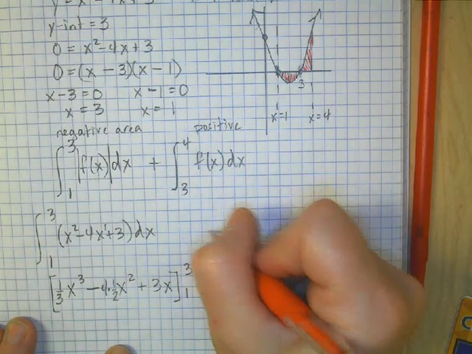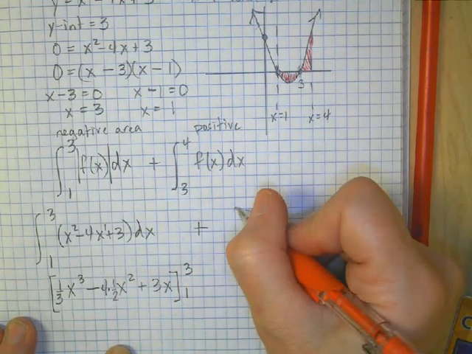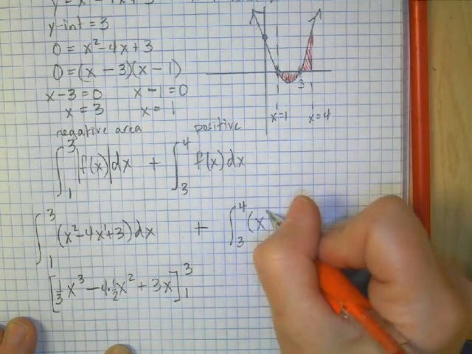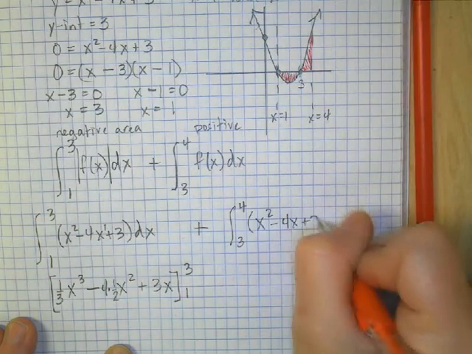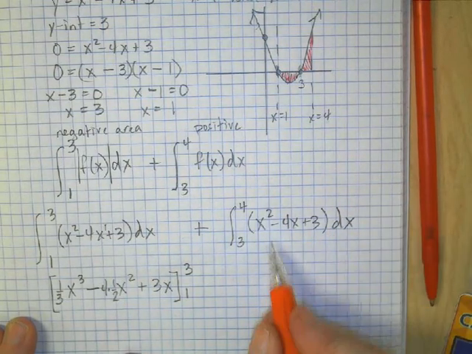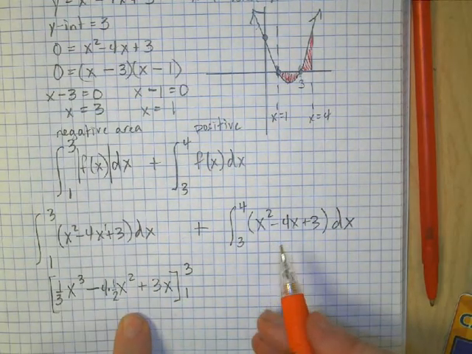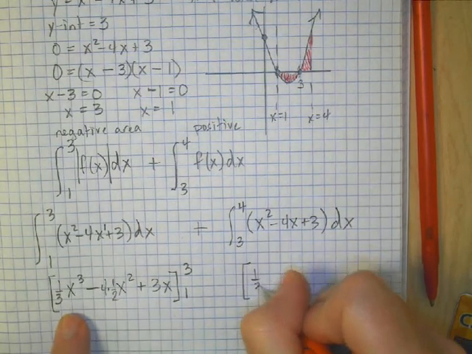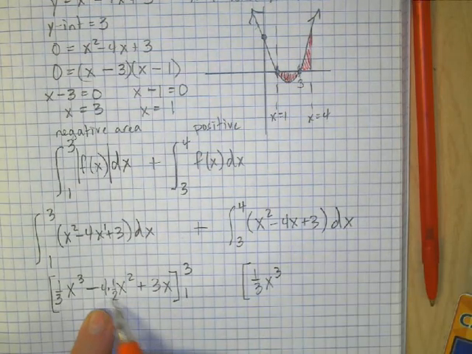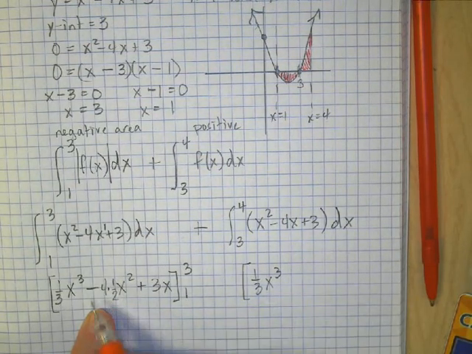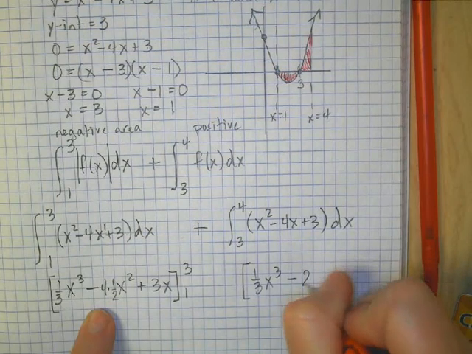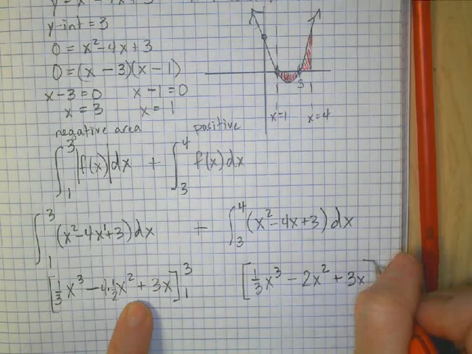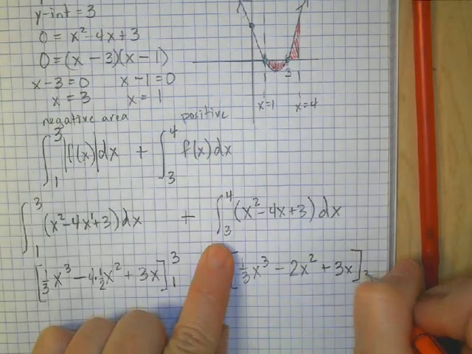So the other one is going to be from 3 up to 4, same function, x squared minus 4x plus 3 dx. When I take the antiderivative, I get the exact same thing here, so I don't have to think so hard. I can just copy it down. So that's going to be 1/3 x cubed. I'm going to go ahead and simplify this when I copy it over here. 4 times 1/2 is 2, so minus 2x squared plus 3x. That's going to get evaluated from 3 to 4.